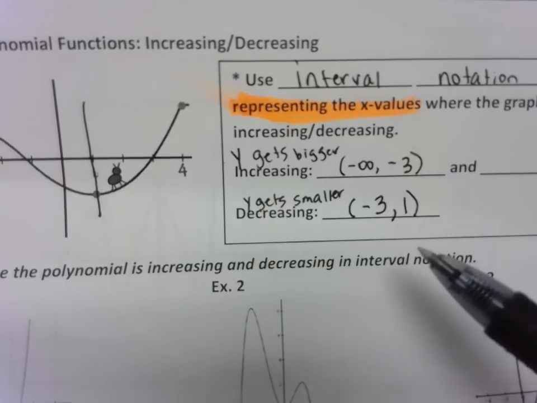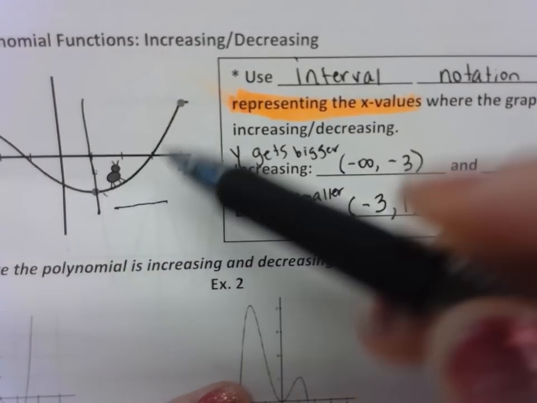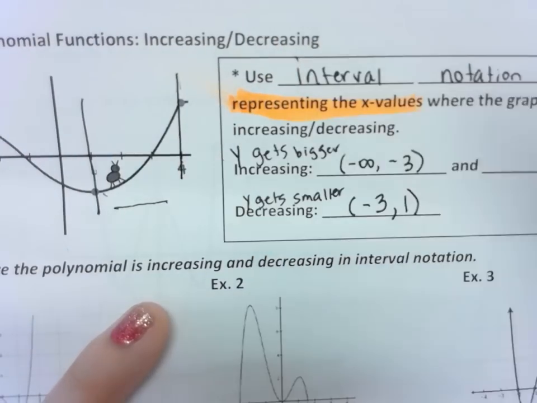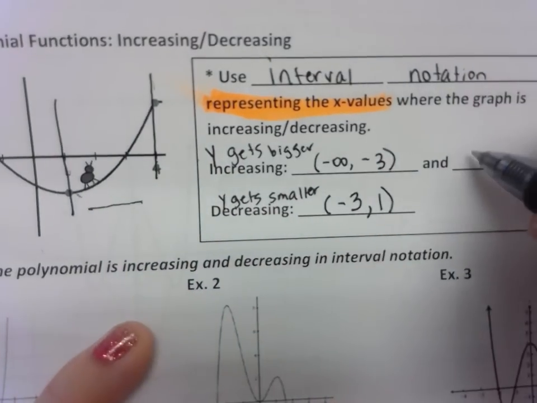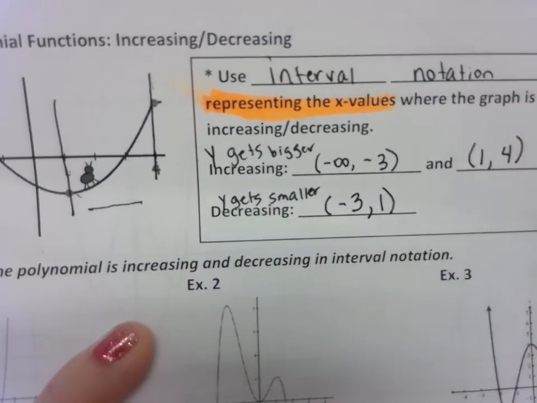Okay, and finally from here on, well, we don't have an arrow there, so we have just a dot, so that means we stop. So from 1 until 4, this function is increasing.